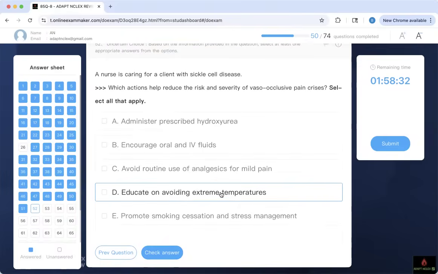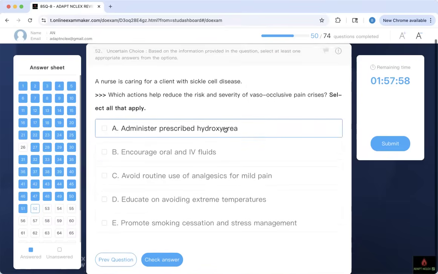52. Last risk reduction question. And this is caring for a client with sickle cell disease. Which action helps reduce the risk and severity of vaso-occlusive pain crisis? Which one? That means when they go into vaso-occlusive pain crisis, there's the sickling of the sickle cells, they clog the vessel, and they develop vaso-occlusive pain crisis. Every organ is in trouble. So how would you reduce it?